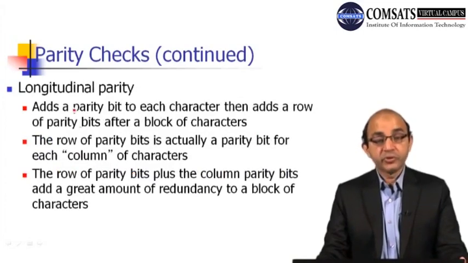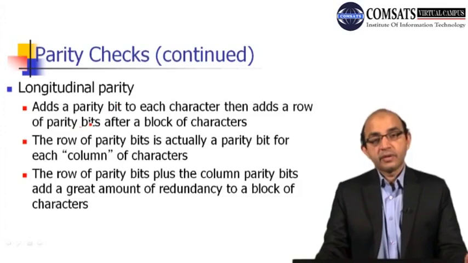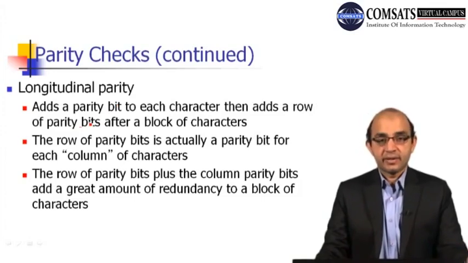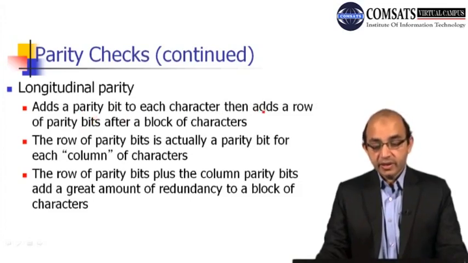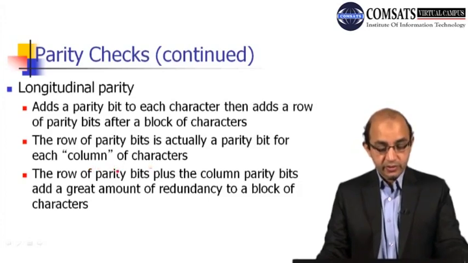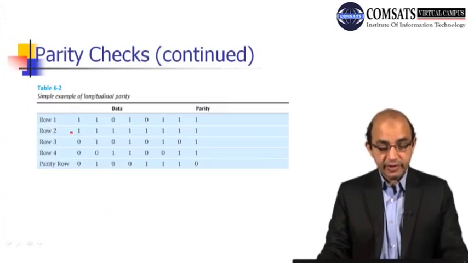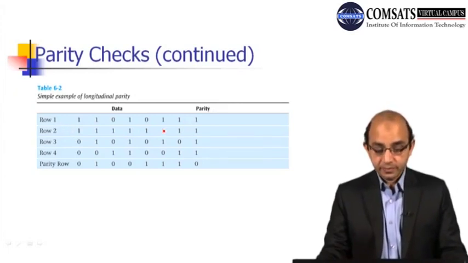So here we have longitudinal parity. We can define another algorithm in order to detect more than one error. That's why we are going to define longitudinal parity. To each character, it then sends a row of parity bits after a block of characters. Right? This row of parity bits is actually a parity bit for each column of characters. The row of parity bits plus the column parity bit add a great amount of redundancy to a block of characters.